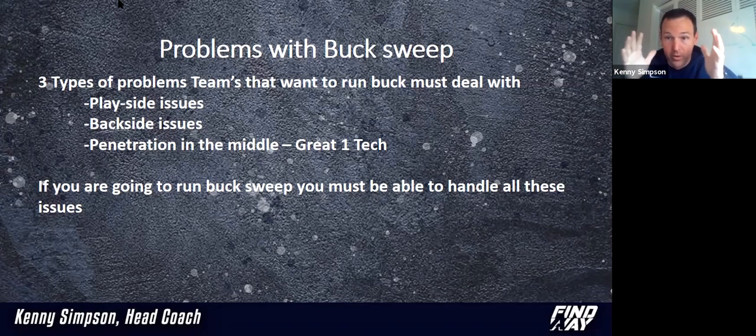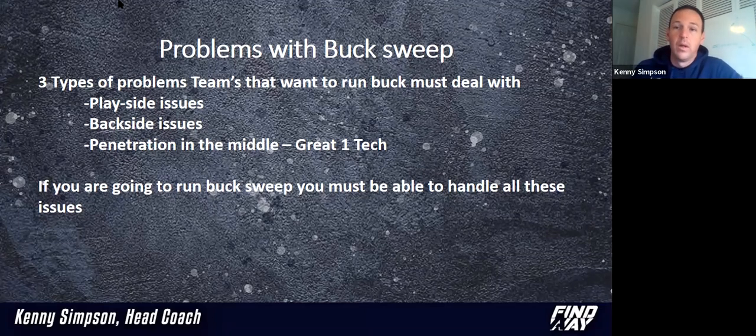And you have issues in the middle. They're blitzing. Maybe they've got a double A gap going on, or they've got a really good stud 1 technique or a nose that's killing your center. So how are you going to answer all of these things? If you're going to run buck sweep, you've got to have answers for these, because you don't want to get into a game and they've got a really good nose, and so now you can't run that play.